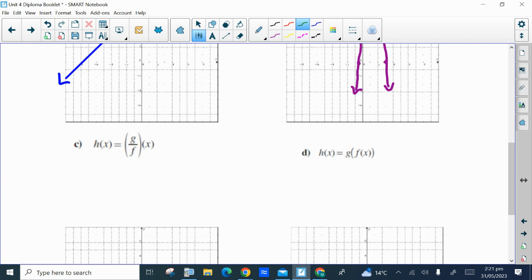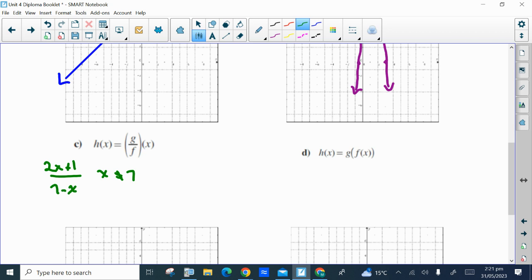All right, question C. G over f at x is g at x over f at x. So that'll be 2x plus 1 over 7 minus x. And here we have a restriction, x cannot equal 7. At x equals 7, there will be a vertical asymptote. There will also be a horizontal asymptote.